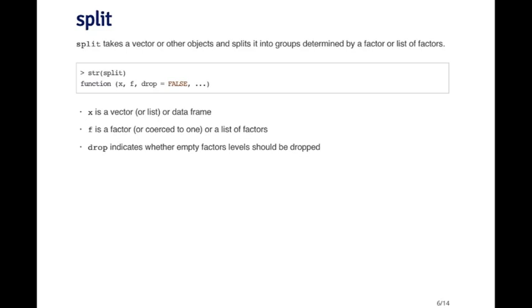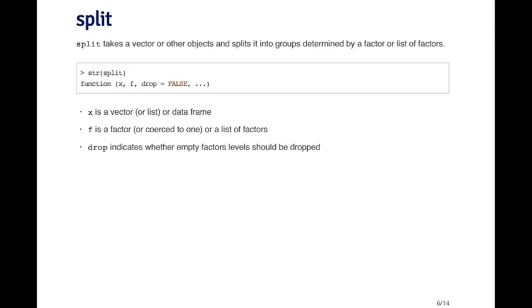tapply is useful because it splits up a vector into little pieces, and it applies a summary statistic or function to those little pieces, and then after it applies that function, it brings the pieces back together again. So split is not a loop function, but it's a very handy function that can be used in conjunction with functions like lapply or sapply. And so I just want to mention it here.